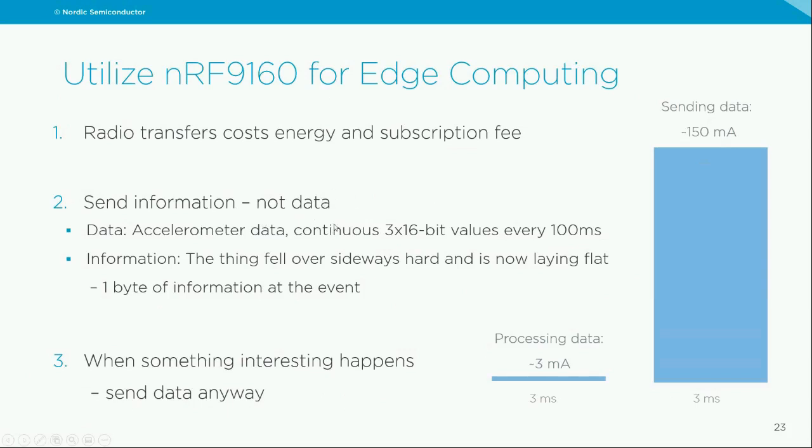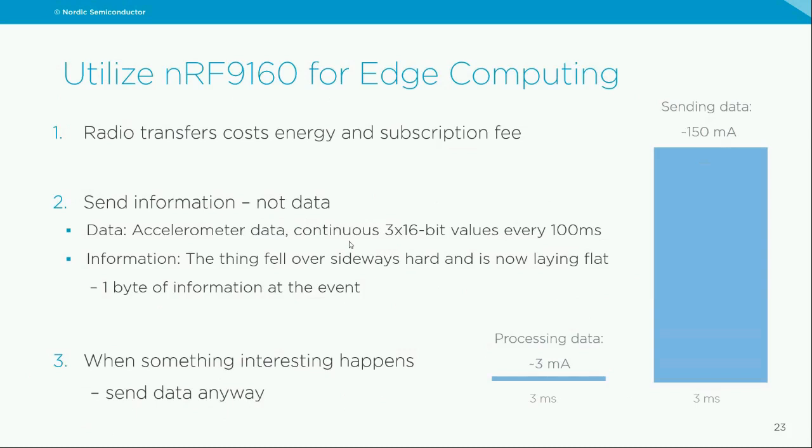When you connect sensors and start getting data from sensors, they typically send out a lot of data. An accelerometer can send continuously 3 times 16-bit values every 100 milliseconds. In the application, you want to use that to understand what's going on, for example, that the thing has fallen over sideways, laying flat. And if you're able to make those calculations and those decisions inside the 9160 before sending it to the cloud, you don't have to send a lot of data, but you can send 1 byte of information, which is that something has happened and the thing fell over.